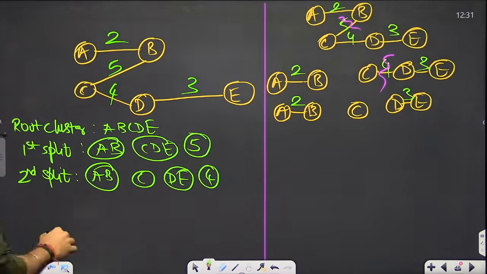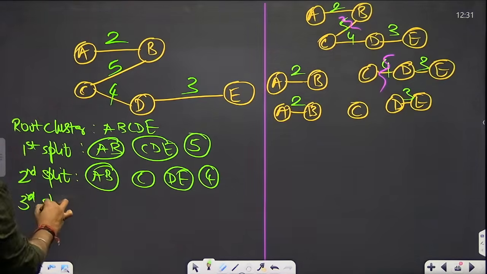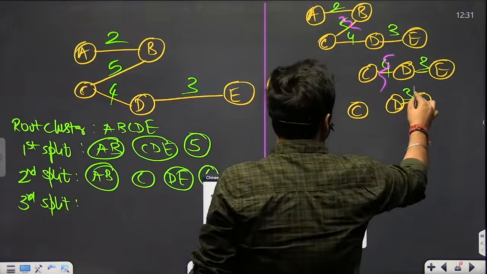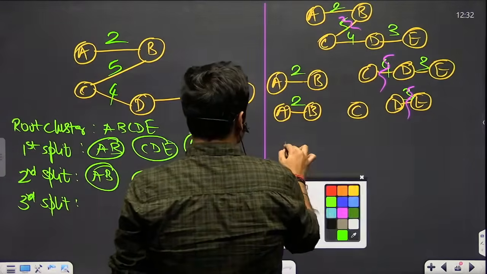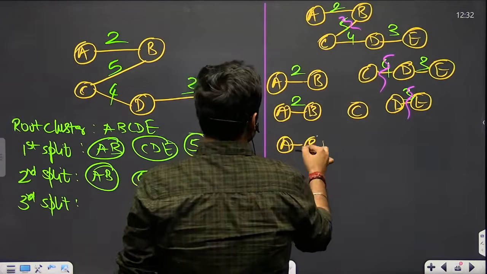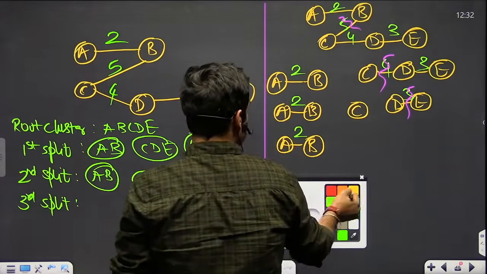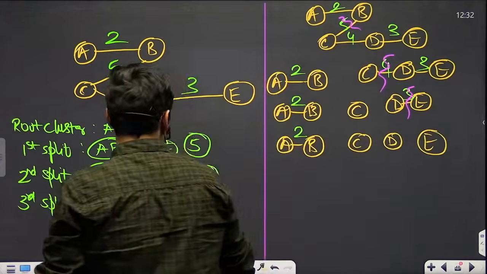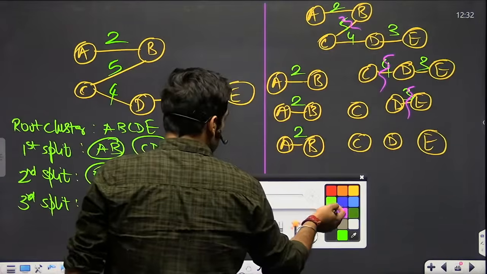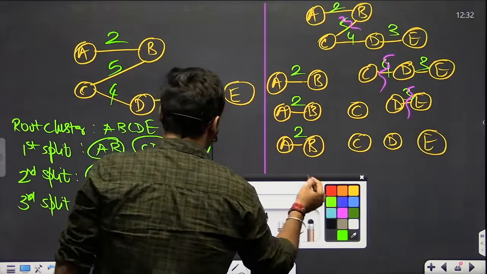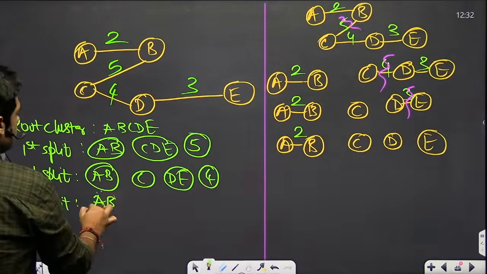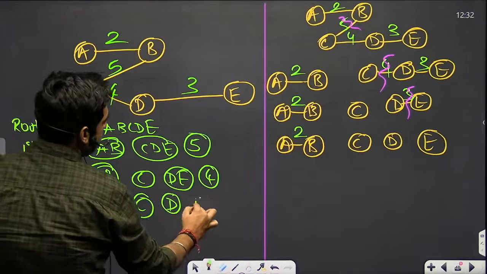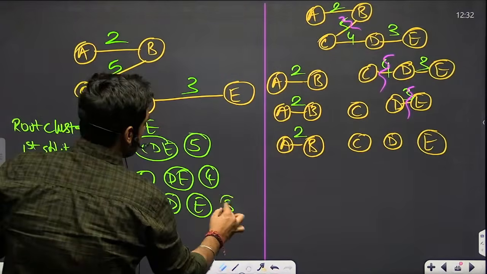Now after this, the third split. The third split would be done at a cost of 3. So now I have A, B at a cost of 2, then C as different, and D and E. Now these elements have been split. AB are the most similar ones, C is already split, and D and E would be split at a cost of 3.